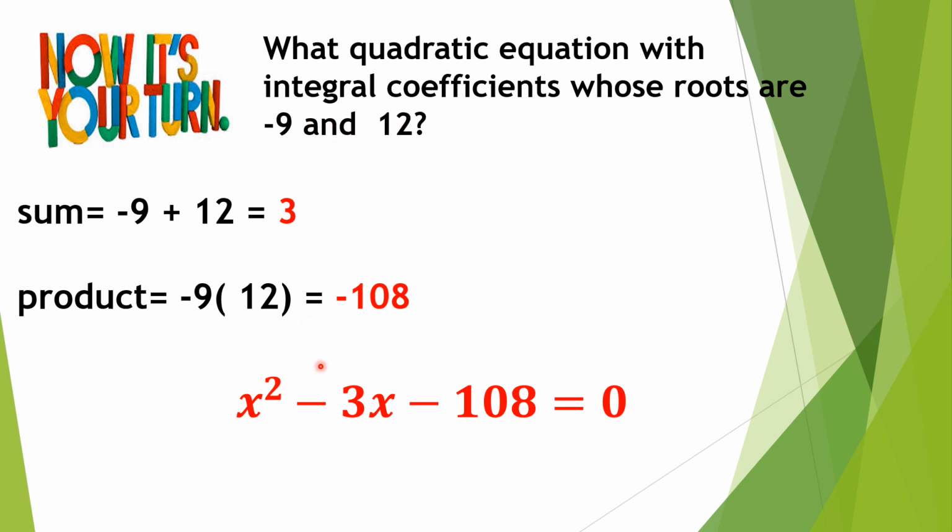So for you to check, since it's factorable, the factors are x plus 9 times x minus 12. And equating that to 0, we'll be getting these roots. Okay, let's continue.